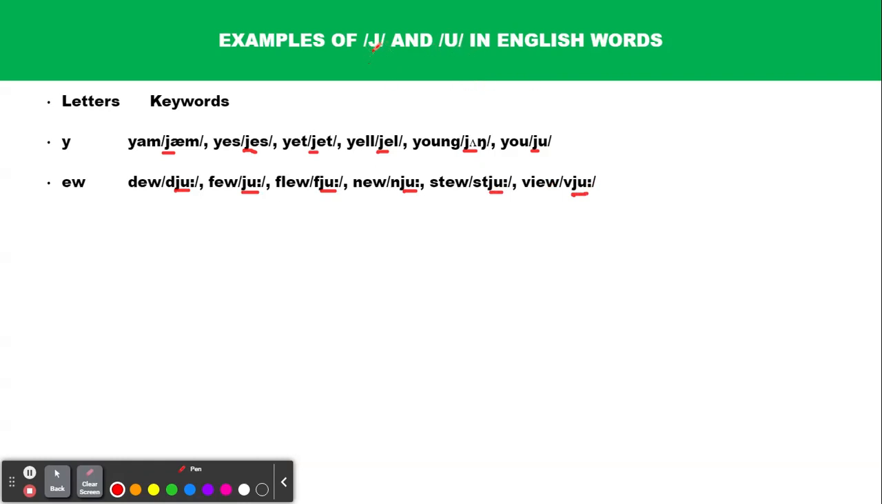J, of course, is a semi-vowel, and that is why each time it comes after certain consonants, you hear the sound ew: dew, few, flew, new, stew, view. Okay, that's exactly how to articulate the sounds.